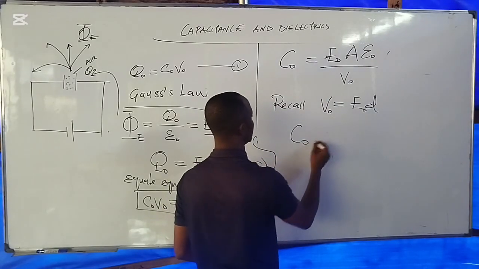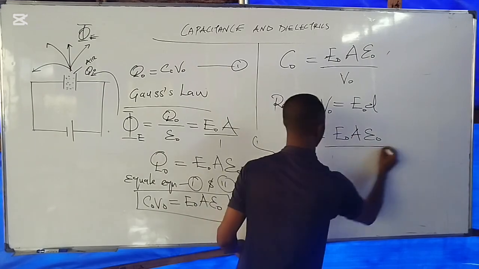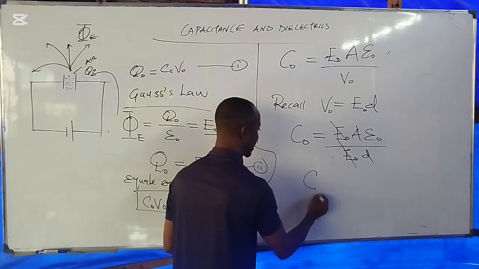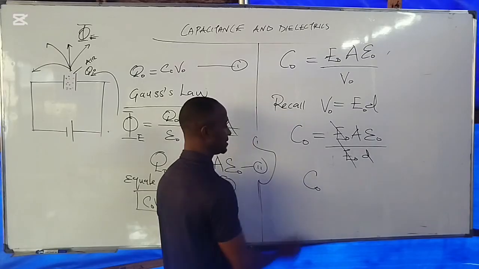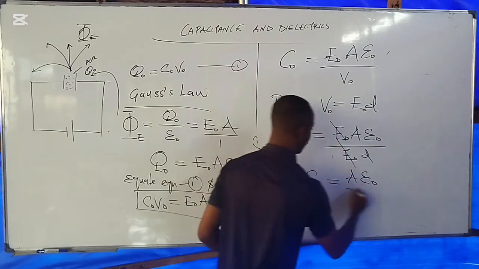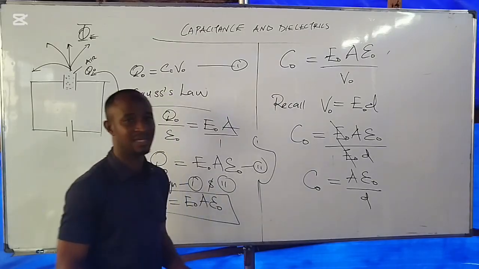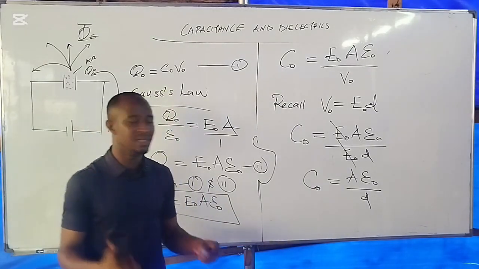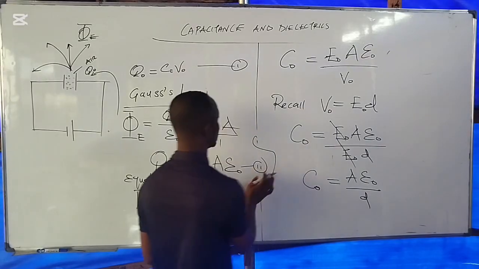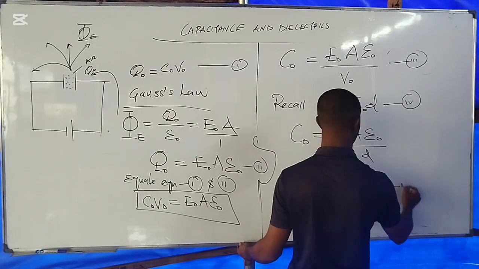Therefore, we have that C naught equals what? E naught A, the permittivity of free space, divided by E naught times what? D. This can cancel with this, right? So our capacitance of the capacitor when air is the dielectric material is then equal to what? A, the permittivity of free space, divided by what? D. Please take note of this. This is the formula for finding the capacitance of the capacitor when air is the dielectric material. This we call equation 2, this is equation 3, this is equation 4, then this is equation 5.